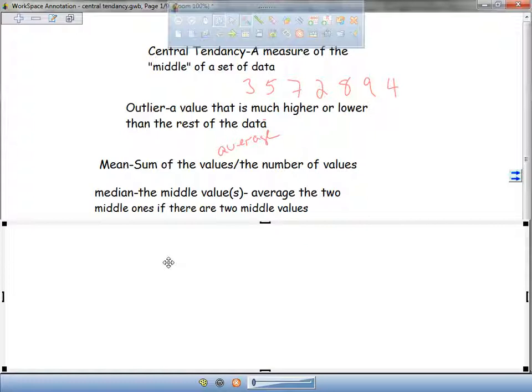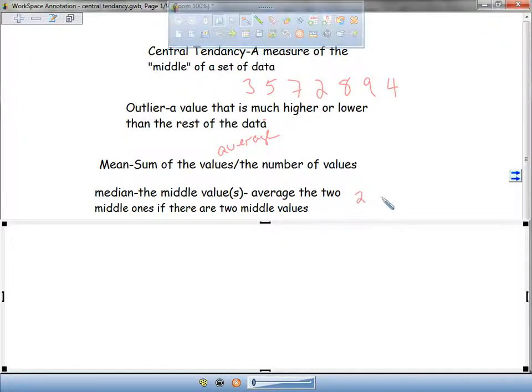You have to find the middle value. What's the middle value? Yes, sir. 2. Is it 2? No, it's in the middle, but it's not the middle. So when you're doing the median, you have to arrange the values from smallest to biggest and then find the middle. So I'm going to take these numbers and arrange them from smallest to biggest.